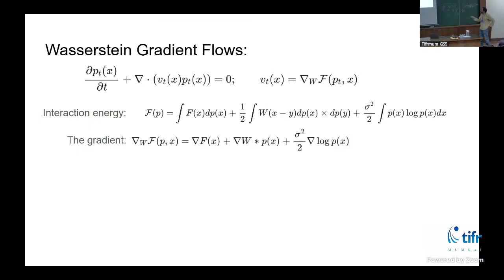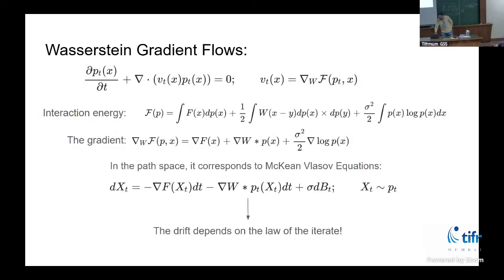And then you have this sigma square over 2 gradient log p of x. Okay, so if I want to implement this, it is actually in the path space. Like I said, Langevin dynamics, if this wasn't there, corresponds to gradient flow of the KL divergence, right? So now if I want to implement this in the path space, I'll have to do something called the McKean-Vlasov equations. This is not an Ito differential equation, it's a McKean-Vlasov equation.